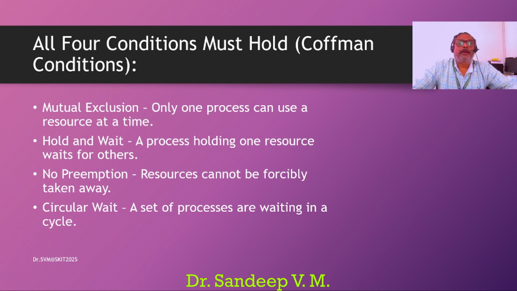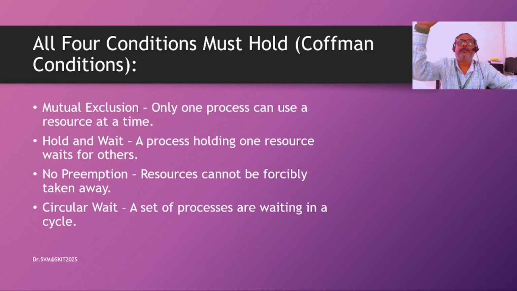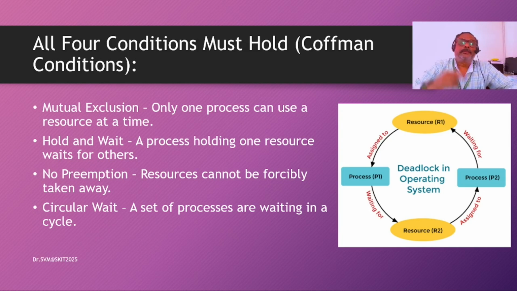And the most important is circular wait. This is waiting for this, this is waiting for this, this is waiting for this. So there is a circle here. Each one is waiting for the other to complete, and that makes a circle. Then none of them can complete their work, and hence the whole thing comes to a halt, and that situation is called deadlock.